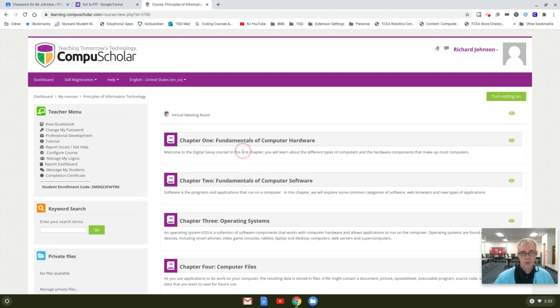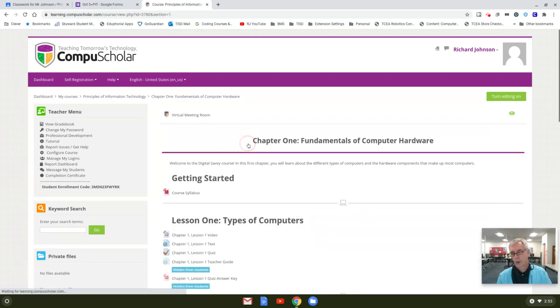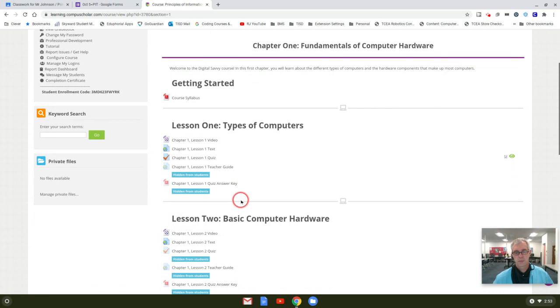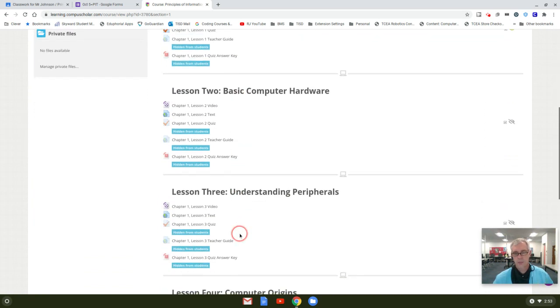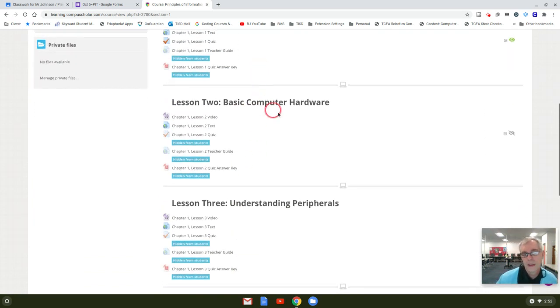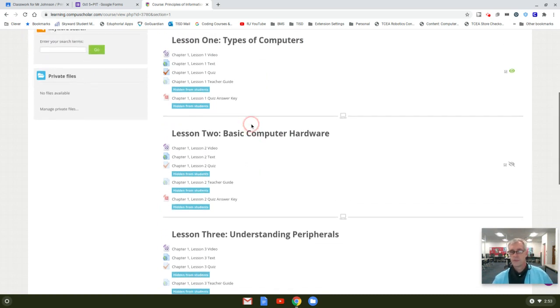We're working on Chapter 1, Fundamentals of Computer Hardware. We went through it really quick last week. We hit several of these lessons: the types of computers, basic computer hardware, understanding peripherals. We did those really fast. I was still trying to learn the material, understand what they offer and what they're doing. Now I have a little bit better grasp as a teacher, and so we're going to take a breather, slow down for a moment, and I want to discuss a few things with you.